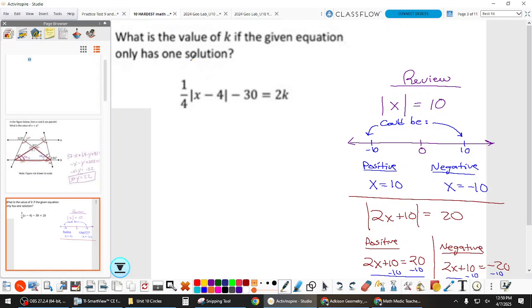But first, how do we get rid of this 1/4? Because it would certainly be easier if we didn't have that. Remember? What is it doing right there? What's going on in there? So how do we undo multiplication? Well, okay.